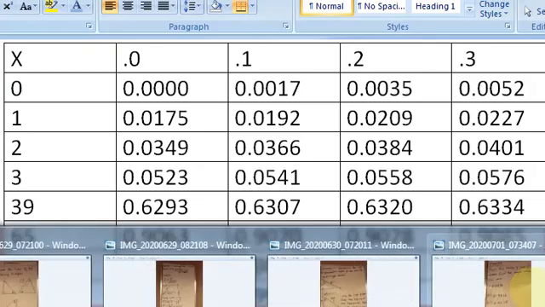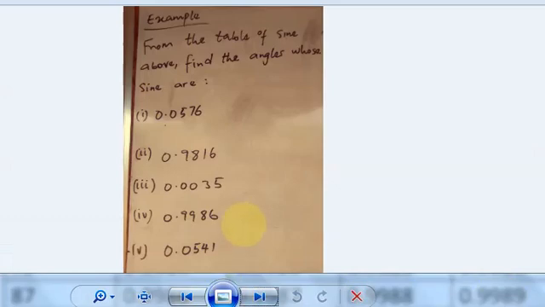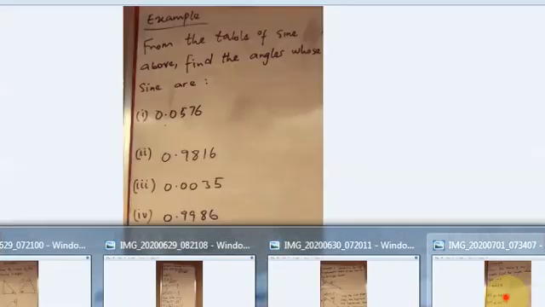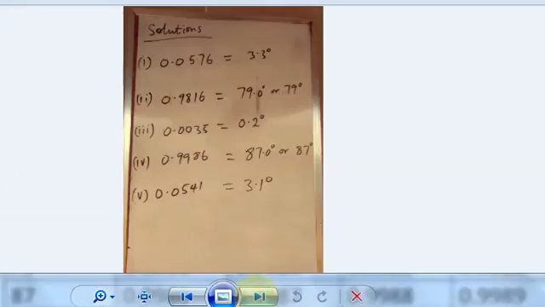And in the last question, what we have there is 0.0541. So where do we have that? My 0.0541 is here. The first thing we do now is trace it back under x, and that is 3. Then under what do we have that number? Under 1. So our answer there is going to be 3.1 degree. That is 3.1 degree.